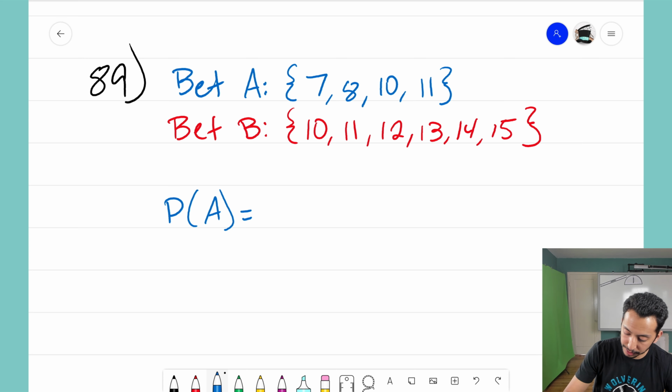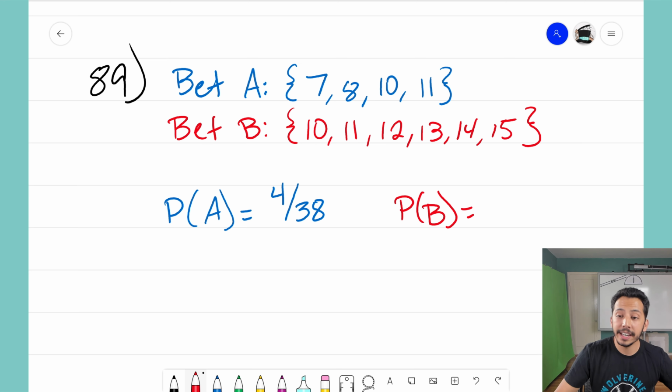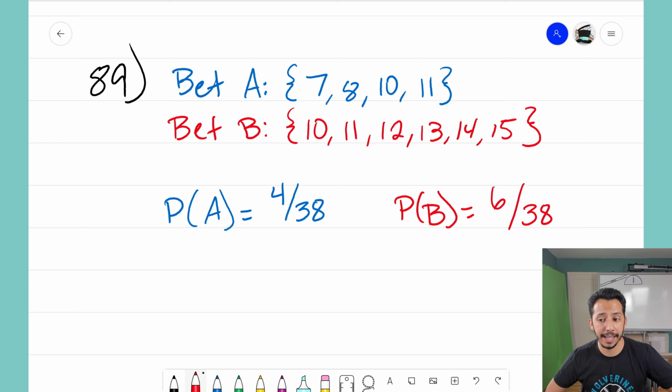Absolutely perfect. I couldn't agree more. I think his chance of winning there is 4 out of 38. He has 4 numbers that are going to let him win his bet A. Nothing too crazy with that one. Now what's the probability that he'll win bet B? I'll just do it for you. I think we're starting to get this idea. He's betting on 6 numbers, so he has a chance of 6 out of 38. That's his chance for bet B.